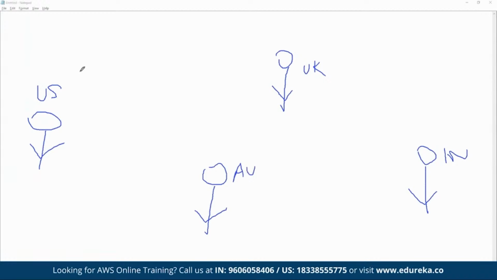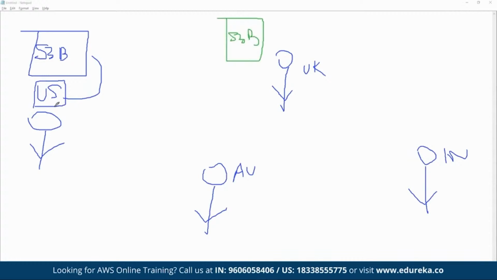Now, if we have deployed an S3 bucket in the US, then it will be much easier for the US audience to access the data using this bucket than accessing the data in a bucket deployed in the UK region, right? If we have deployed a bucket in the UK region, the US audience will still be able to access the data stored in it, but the latency will be much higher, right?